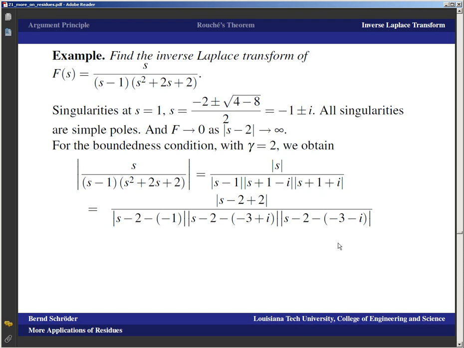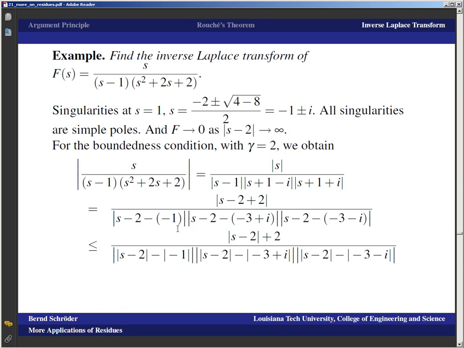And now, well, now we have to use the triangular inequality. We're going to use the regular triangular inequality in the numerator, and we have to use the reverse triangular inequality in the denominator, right? Because you make a fraction larger by making the numerator larger and the denominator smaller. So that means the numerator is smaller or equal than |s − 2| + 2, regular triangular inequality.